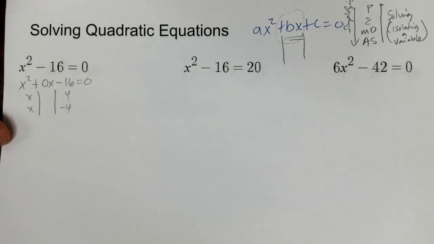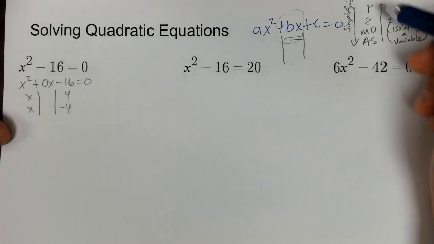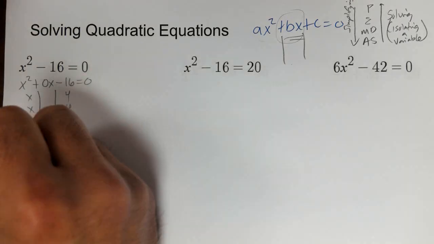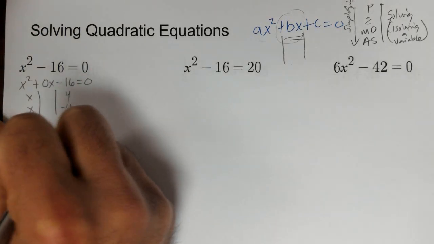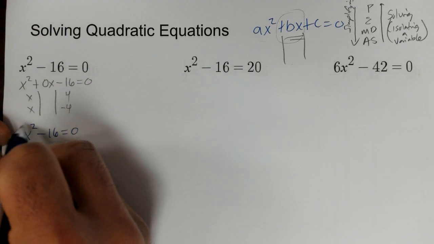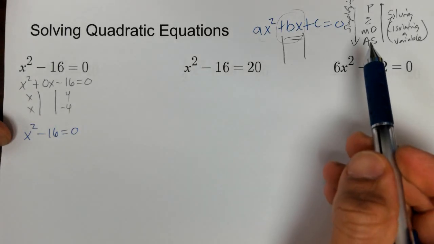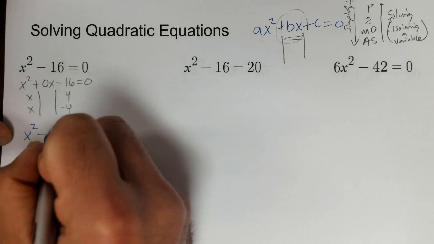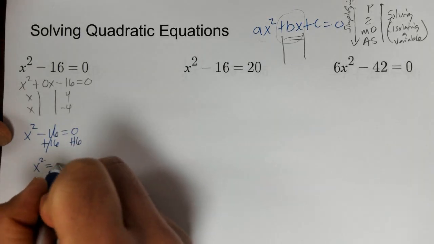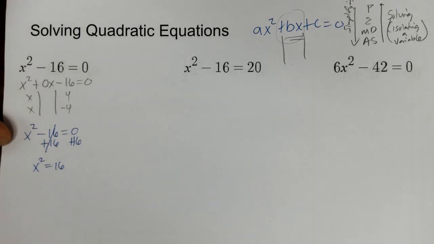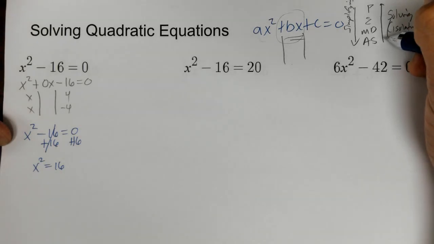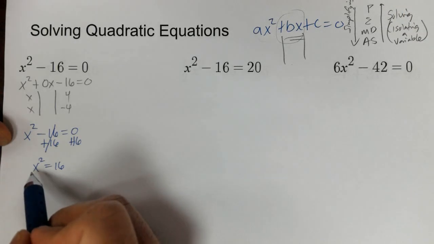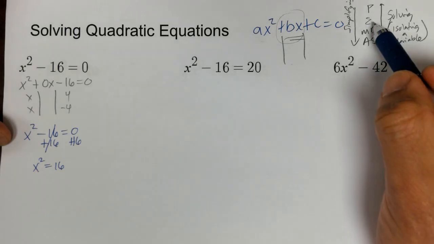So let's get started. I'm going to do PEMDAS backwards. I'm going to start with addition and subtraction. Notice how this problem has subtraction. To isolate the variable, I'm going to do the opposite of subtraction. I'm going to add 16. X squared equals 16. Check. Then I'm going to multiply and divide. Is there anything being multiplied or divided here? No. The next thing is the exponent.